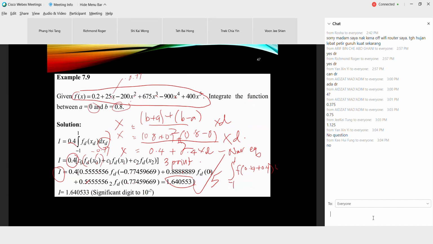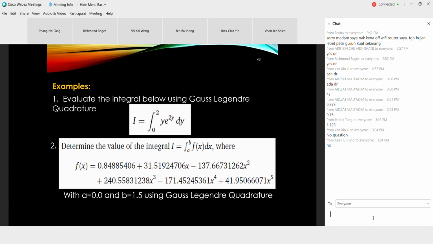Any question? It's not too hard. If you follow one by one, then you can understand enough for numerical differentiation and numerical integration. Not too hard compared to other topics in test 1. Any question? Doktor, untuk... Yes?